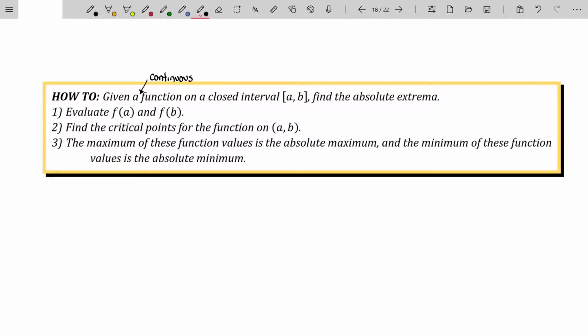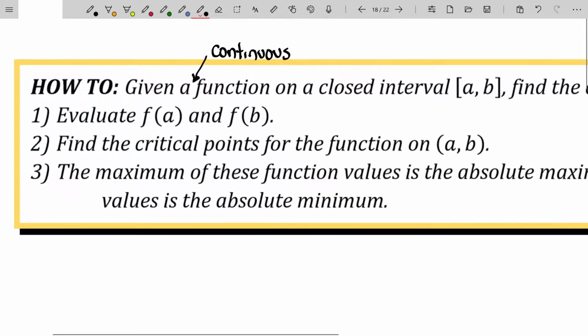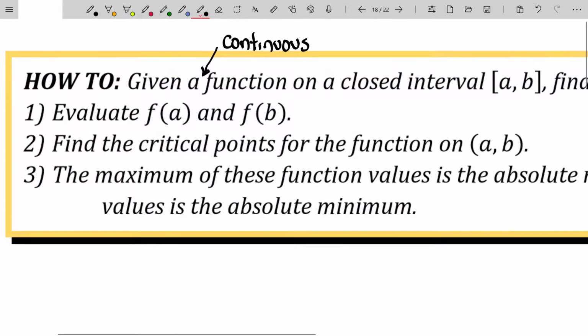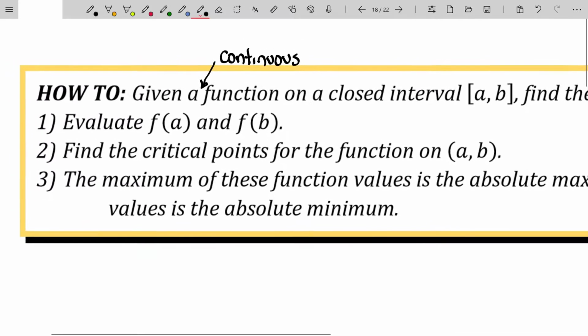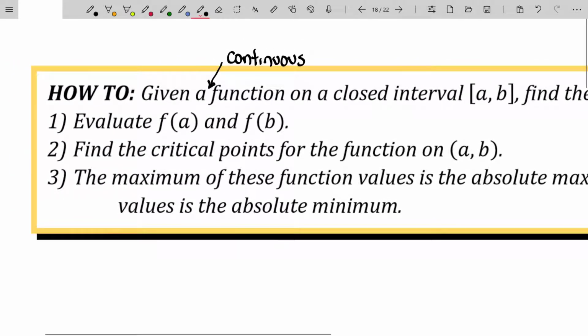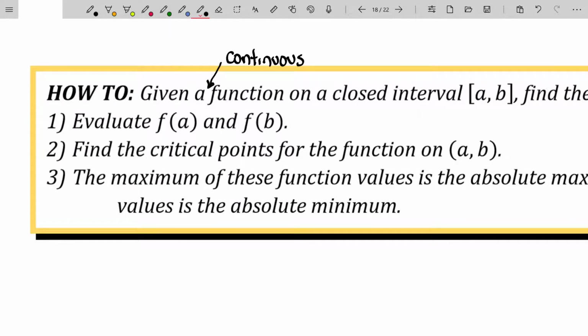So what we're going to do is evaluate the function at the endpoints of the interval. That's f of a and f of b. Those will be candidates for our absolute maximums and our absolute minimums. Then we're going to find the critical points for the function on the open interval. So in other words, find out where the derivative doesn't exist, find out where the derivative becomes 0. And then we're going to find the y values for those critical points. Well, that's why they're called critical points, not critical numbers.